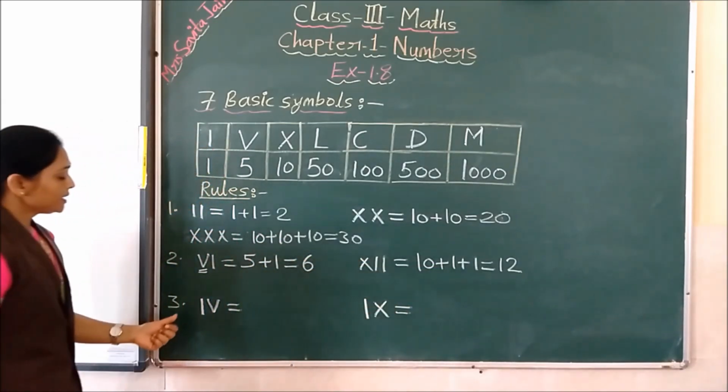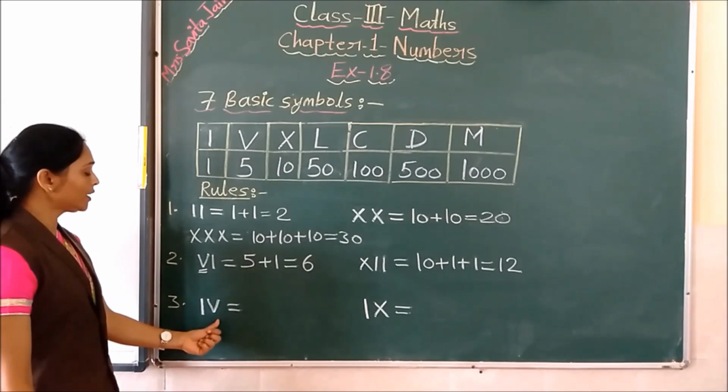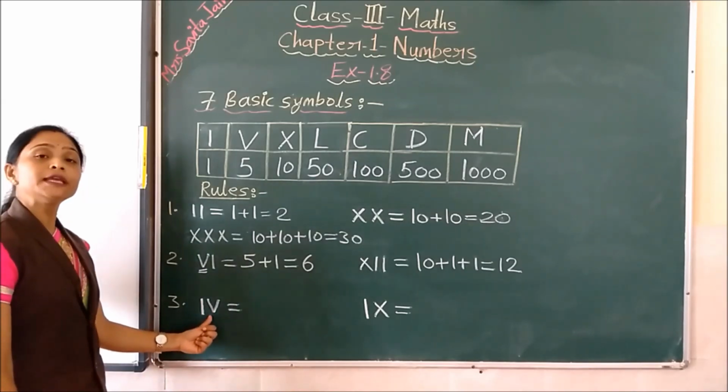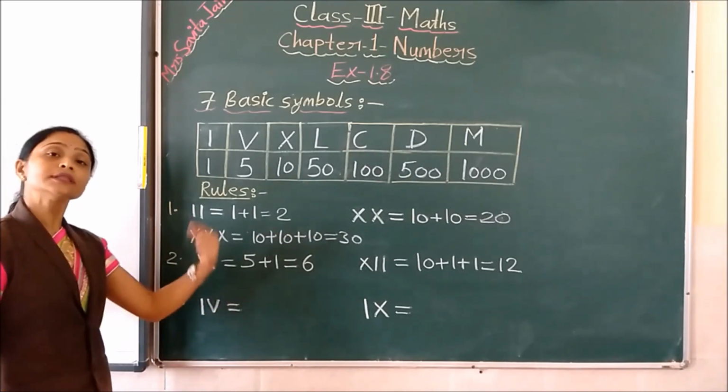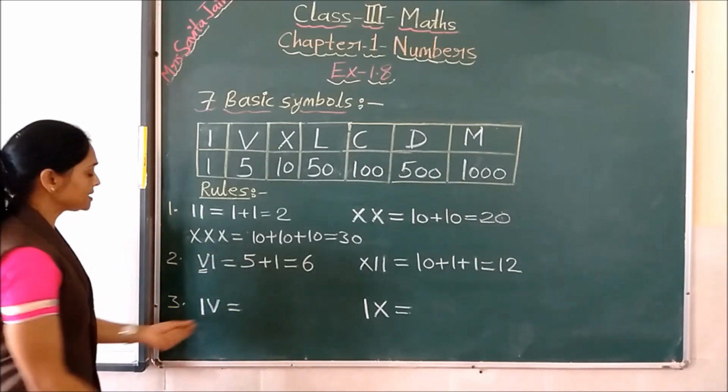Yes children? Now see the third rule. Third rule is there, means if there is written any smaller symbol before the bigger symbol. Yes, this is V.